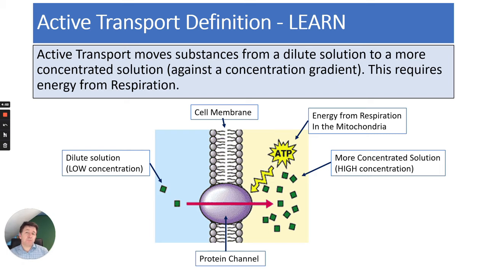So on to the third and final transport across membranes process, which is active transport. Active transport moves substances from a dilute solution to a more concentrated solution. So that's against a concentration gradient. This requires energy from respiration. You can see in this diagram, you've got the cell membrane and a dilute solution here, so it's a low concentration of particles, and they've got to move against the concentration gradient. There's a more concentrated solution on this side of the cell, so energy is required to move it against that concentration gradient.